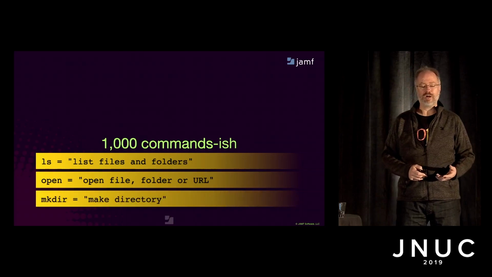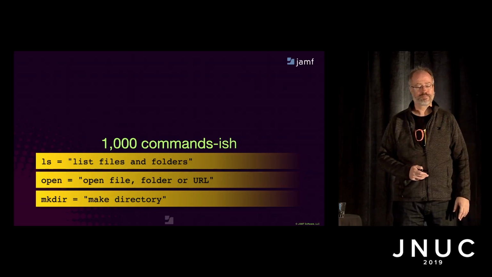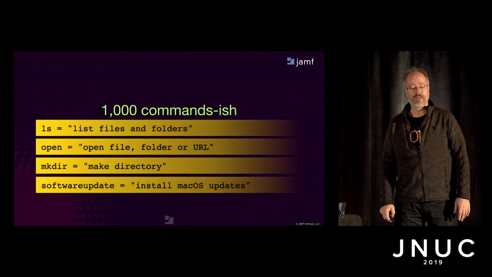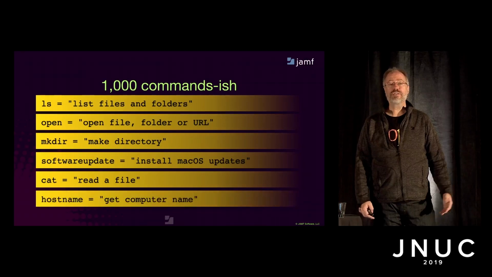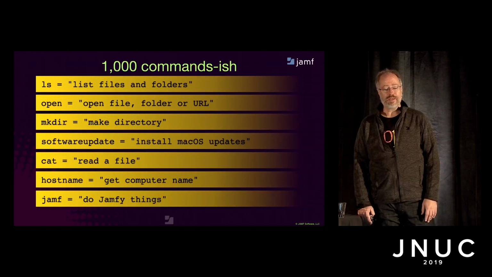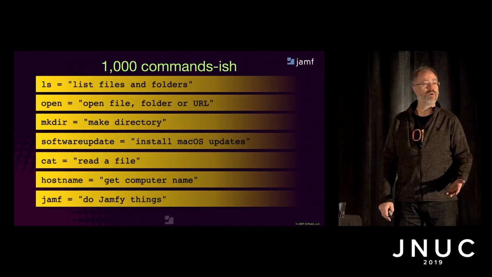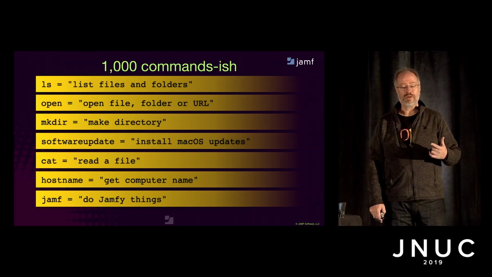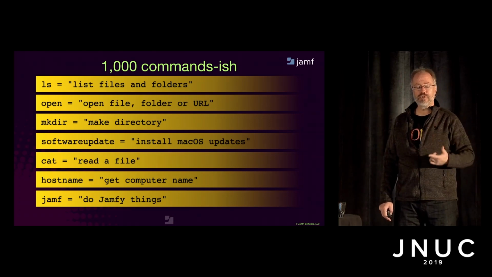Mkdir, M-K-D-I-R, is the same as the Finder's make new directory folder. Softwareupdate downloads and installs macOS updates. Cat lets you read files. Hostname will return your computer name to you. And then, of course, jamf lets you do all sorts of Jamfy things like update inventory or run a policy. Now, this is just 7 commands. I'm not going to go over the whole 993-ish commands, but I will show you where they live.